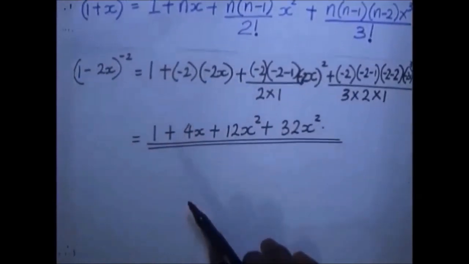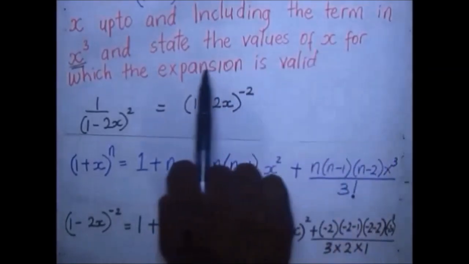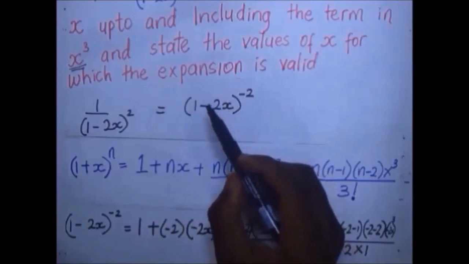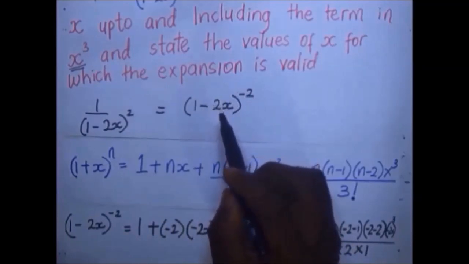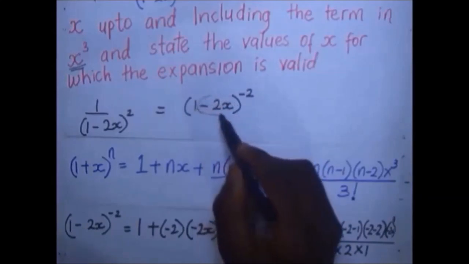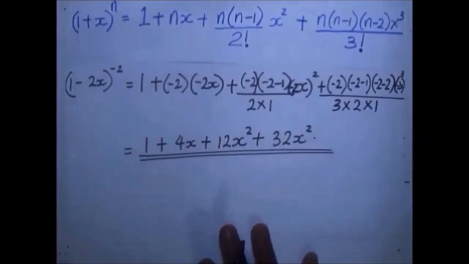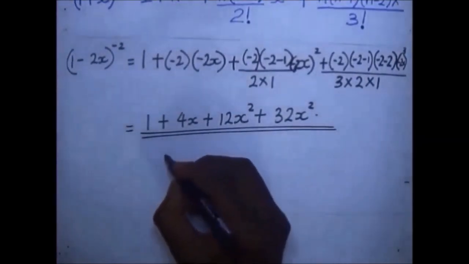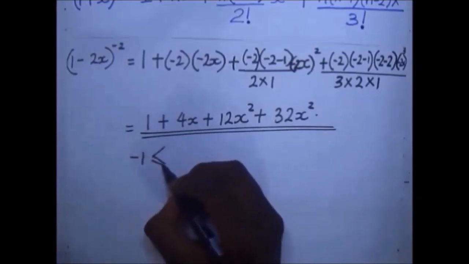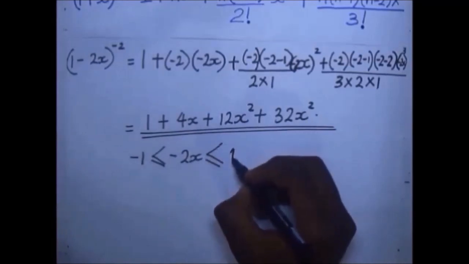Now we are being asked to find, the question says, to state the values of x for which the expansion is valid. Now the values of x for which the expansion is valid, what do we have in that place? We have a negative 2x here in the value of x. We say that the range of that should be from negative 1 to 1. So the range is negative 1 is less than or equal to negative 2x is less than or equal to 1.